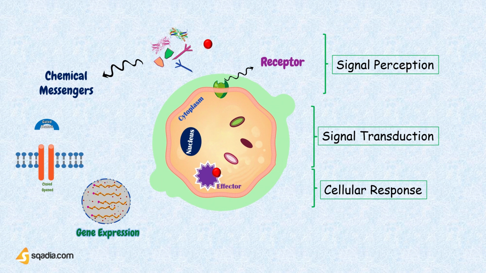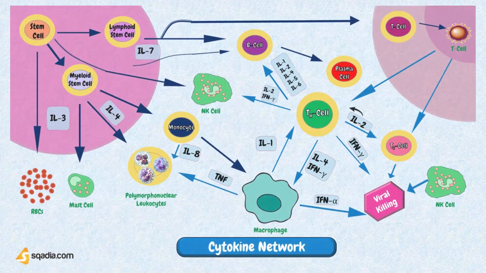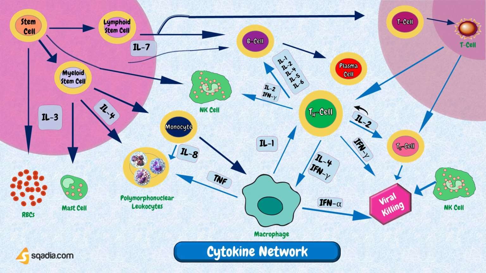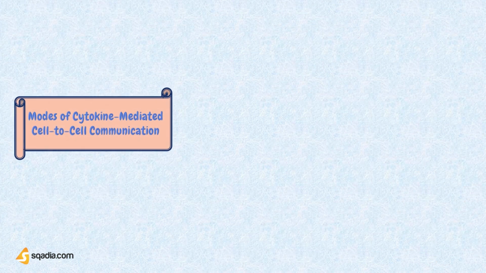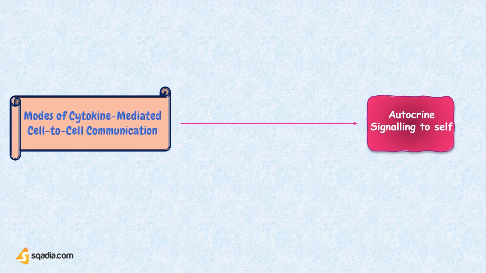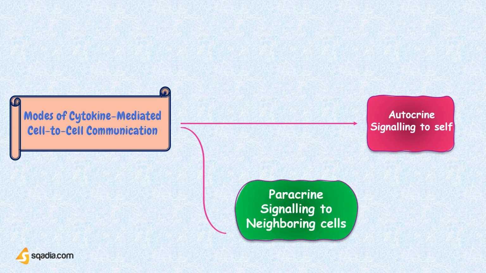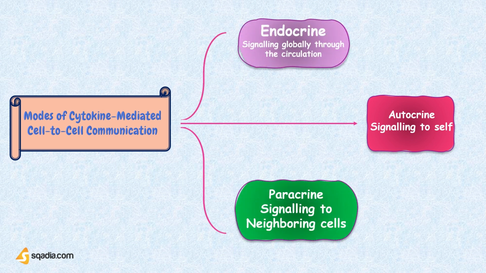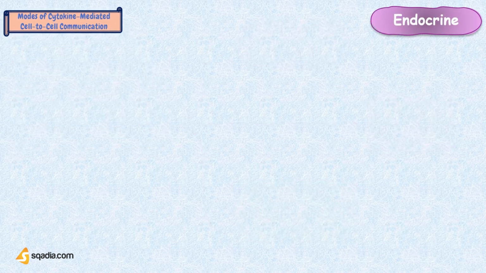Since we know that cytokines act as messenger molecules and form a network of communication between the cells, it goes without saying that the cells must connect with one another to transmit signals. Cells of the immune system communicate through the exchange of secreted cytokines. Depending on the spatial location and identity of the cytokine-consuming cell, such communication can be autocrine, signaling to self, paracrine, signaling to neighbor cells, or endocrine, signaling globally through circulation. Let's go through them one by one.